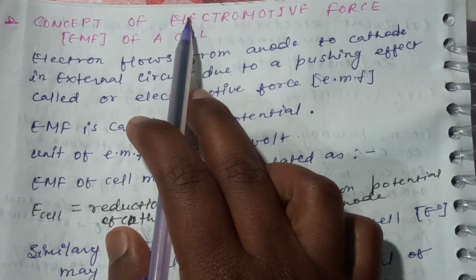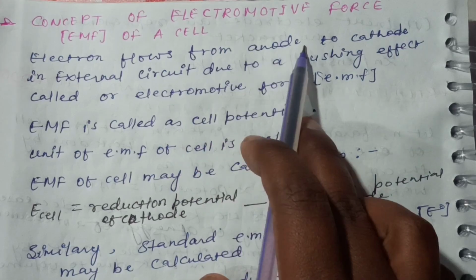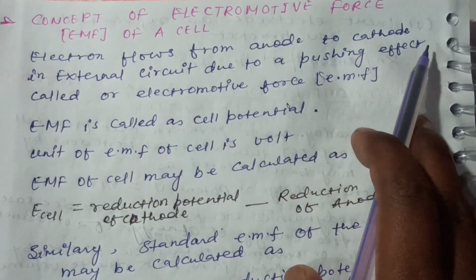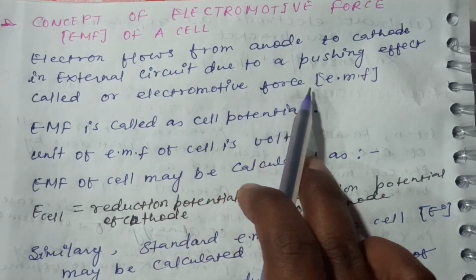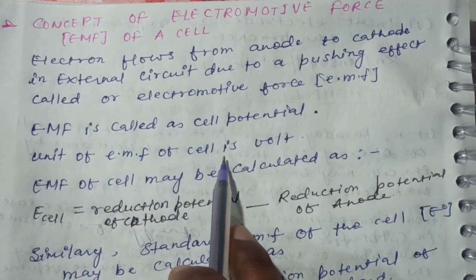Concept of electromotive force, EMF, of a cell. Electrons flow from anode to cathode in the external circuit due to the pushing effect called electromotive force, EMF. EMF is called the cell potential. The unit of EMF of a cell is volt.